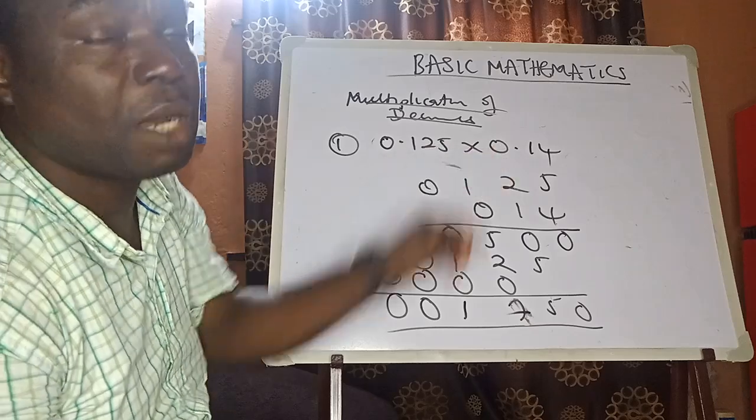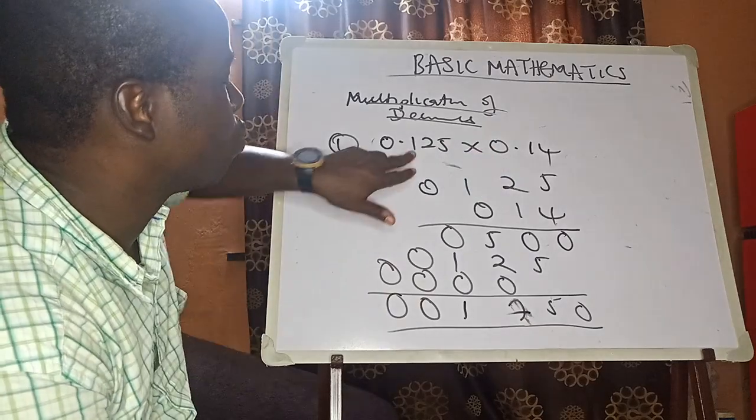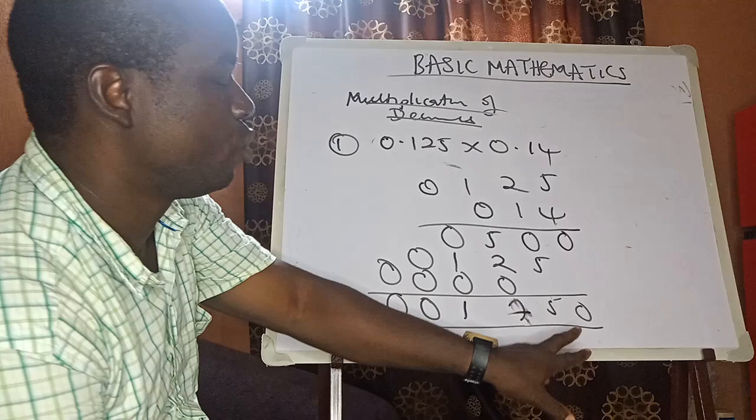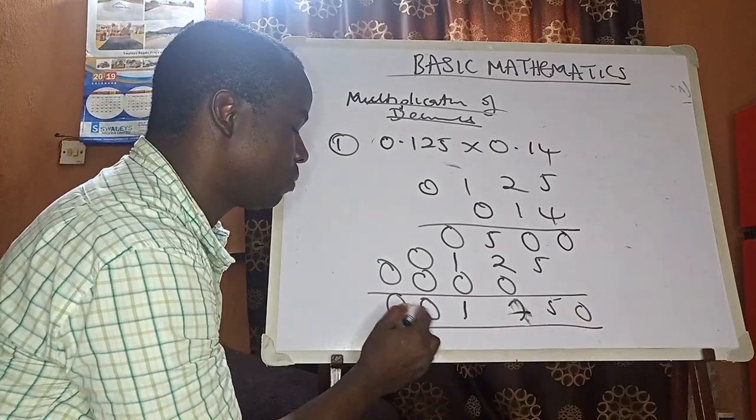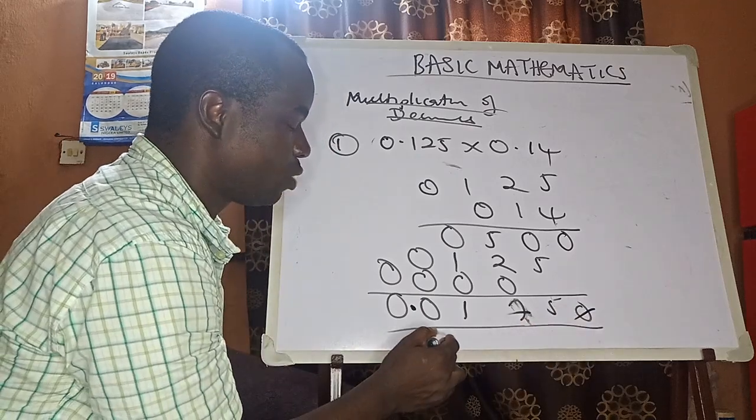So now let us see how many numbers we have after the decimal point. We have 1, 2, 3, 4, 5. So we are counting 5 numbers from here: 1, 2, 3, 4, 5. So this is the answer. This 0 means nothing. So the answer is what?